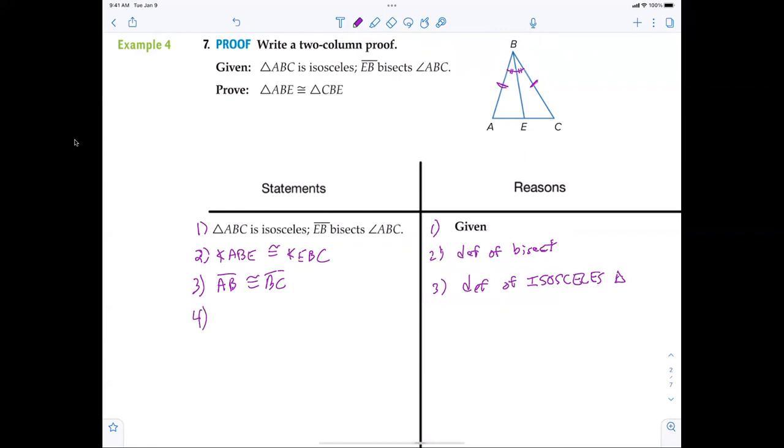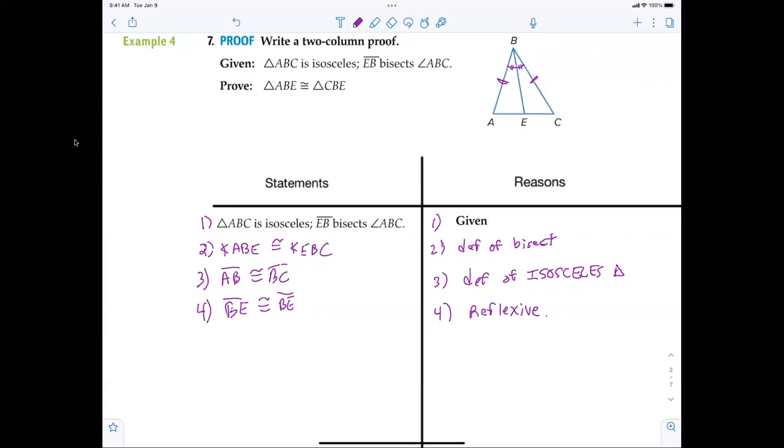Now we're missing one more part. Come on. Kyla, what? Yes, exactly right. BE is congruent to BE, and of course that would be reflexive. And so now we can just state what? Triangle ABE congruent to triangle CBE.